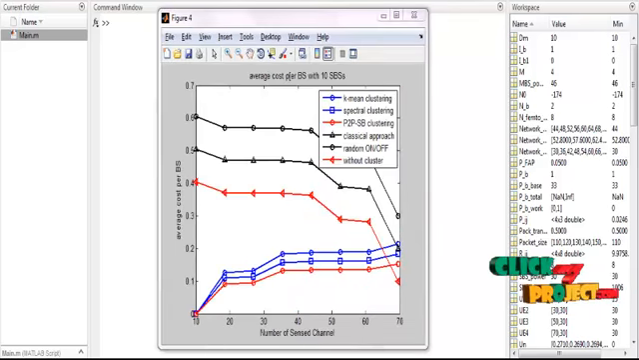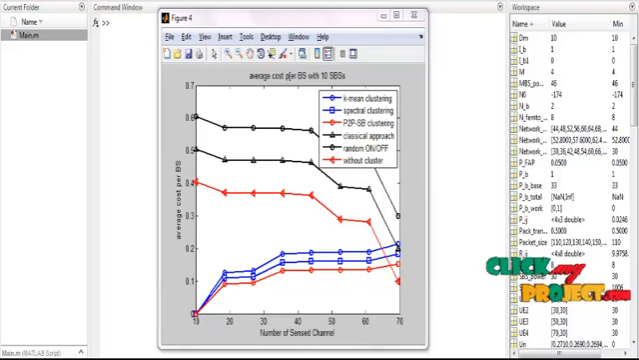Yeah, in this next figure, average cost per base station with 10 SBS, that is small base stations. We have k-means clustering, spectral clustering, P2P meaning peer-to-peer subnet clustering, classical approach, random, and without clusters. This is the number of sensing channels from 10 to 70, against the average cost per base station. These are the average costs per base station.